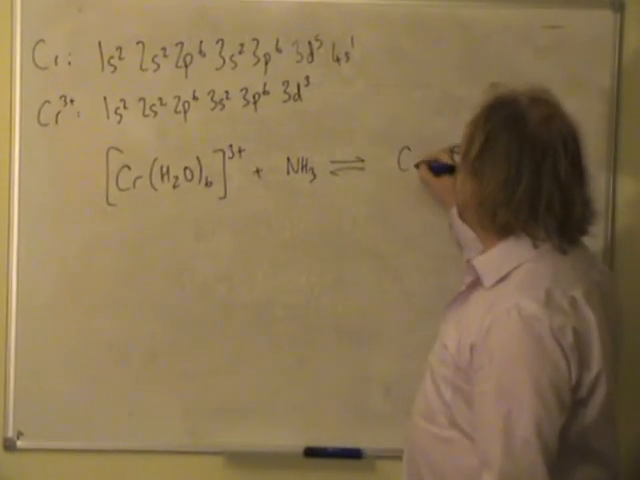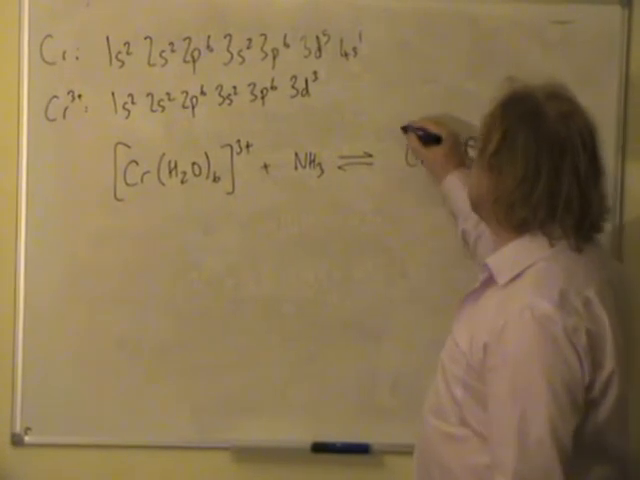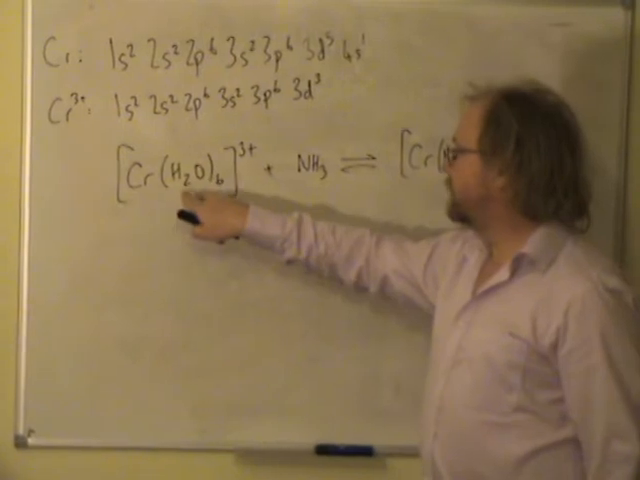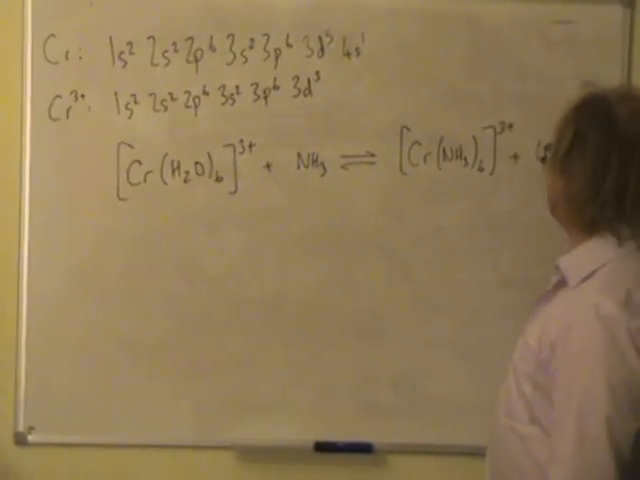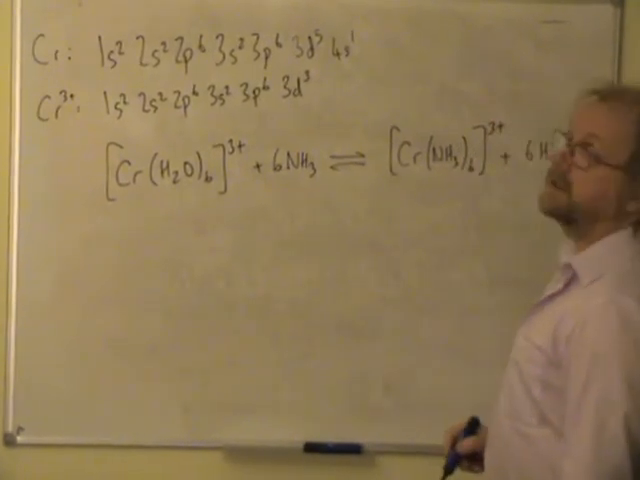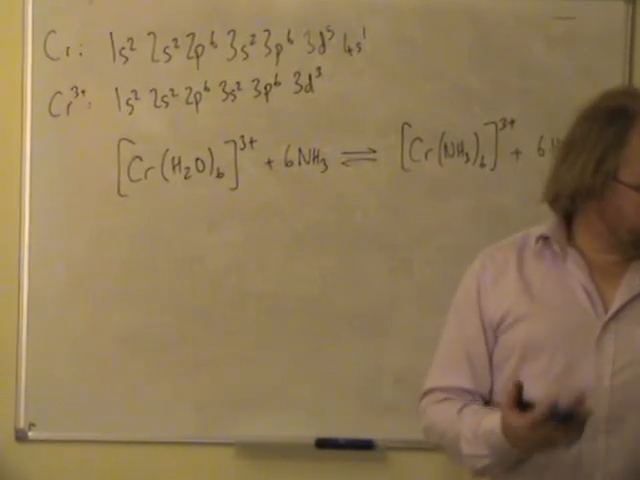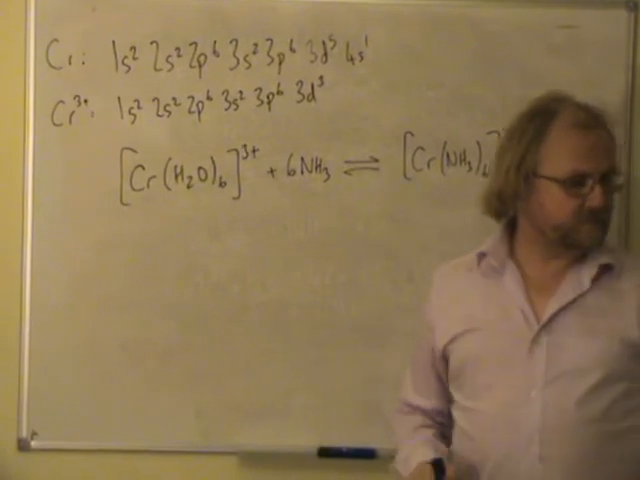So what you get actually is Cr(NH3)6, which will also be 3+ because you've just replaced one set of neutral ligands with a different set, and 6 waters come out, and obviously we needed 6 ammonias to go in. So that's your equation. Again, always check if state symbols are needed, but they're not, so that would be fine.